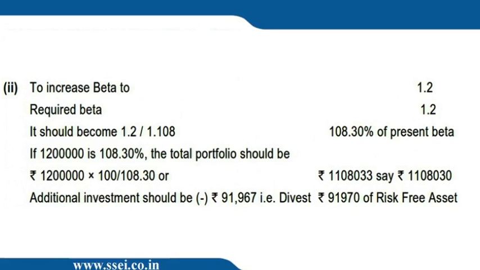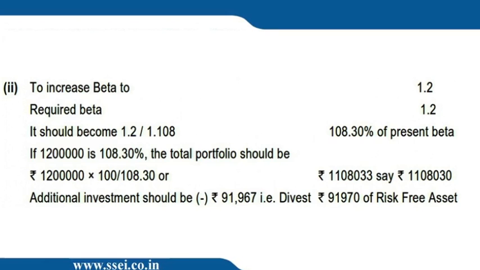So the portfolio value should be 11,08,030, but we already invested 12 lakh. So that means we have to disinvest. That means we have to short sell RF to the extent of 12 lakh minus 11,08,030. That means 91970 negative. So we have to short sell RF to the extent of 91970. It's not invest, it's divest. I had done this question in class also.